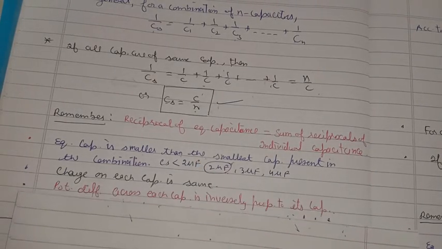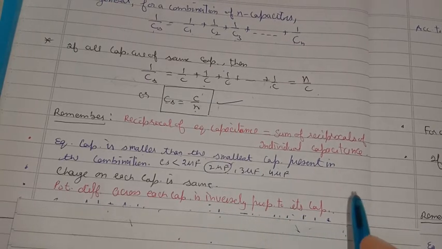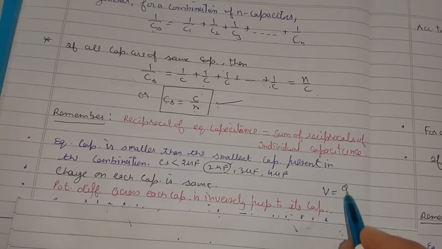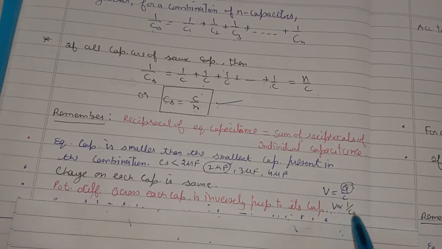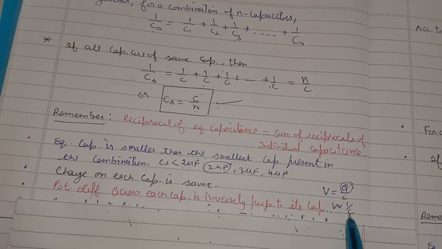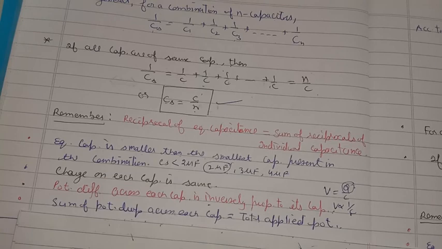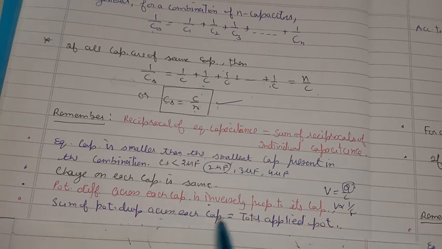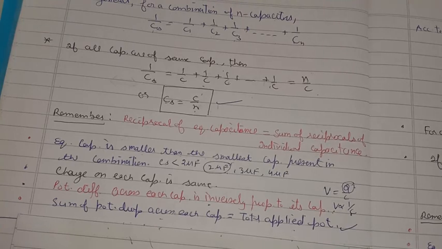The charge on each capacitance is the same. The potential difference on each capacitor is inversely proportional to its capacitance. We have just seen that V is equal to Q by C. Q is constant for all three, so V is inversely proportional to C. That means the greater the capacity of a capacitor, the lesser will be its potential. And the sum of the potential across each capacitor must be equal to the total applied potential. This is according to the law of conservation of energy.